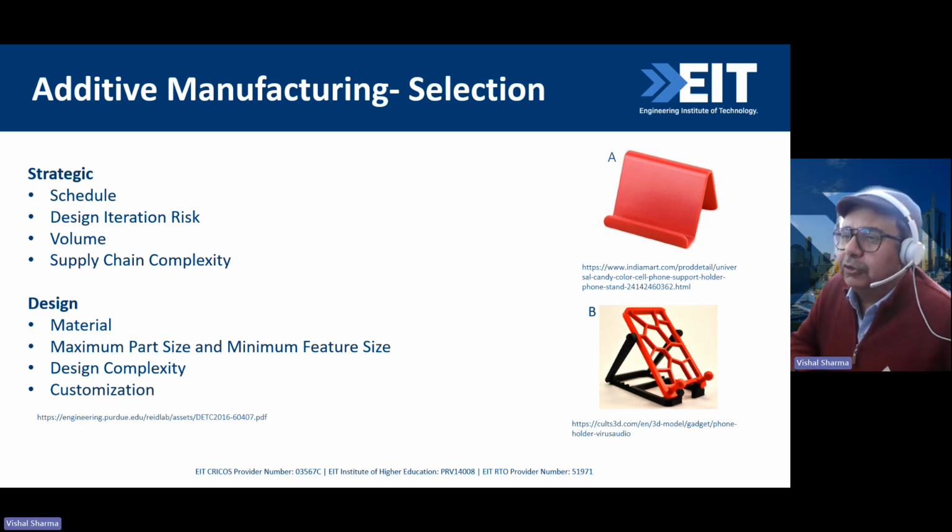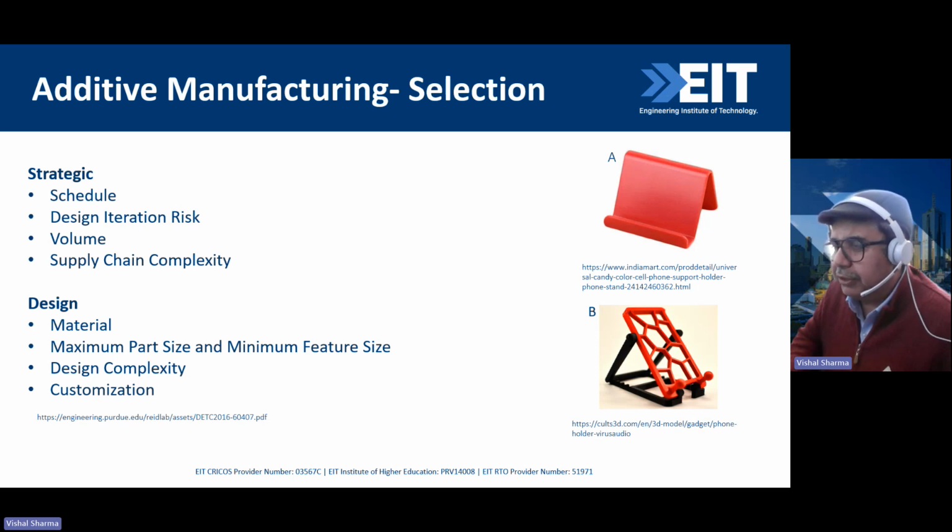The first thing is material: what is the material, and what size do you want to print? How complex is your design? This is too simple a design to go for 3D printing. If the design is complex, something like this, then definitely we should go for 3D printing. Now, are we going for customization? Do you want to have your name printed on this? Then definitely we should go for 3D printing.